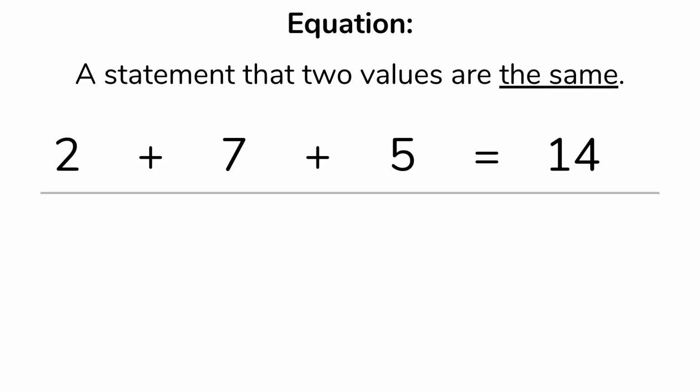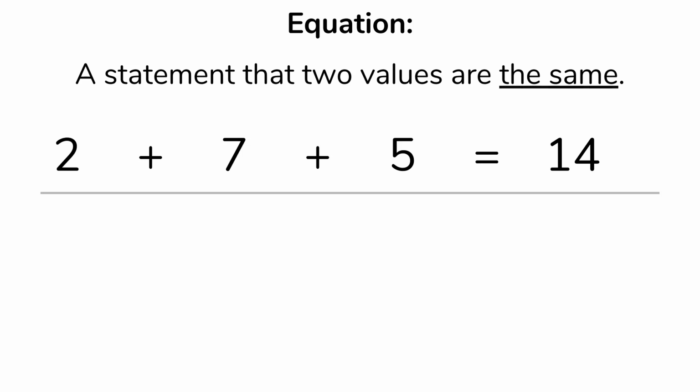Here's an equation you might see from mathematics. 2 plus 7 plus 5 equals 14. This is a true statement because the number described on the left, 2 plus 7 plus 5, is the same as the number described on the right, 14.